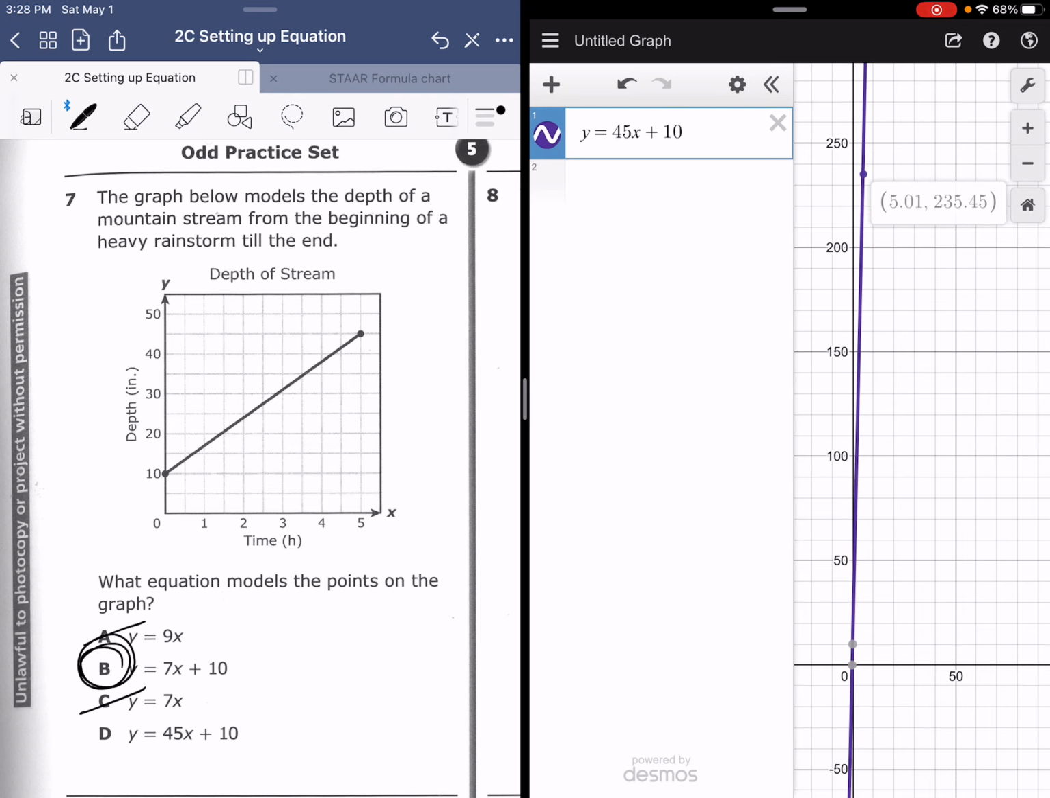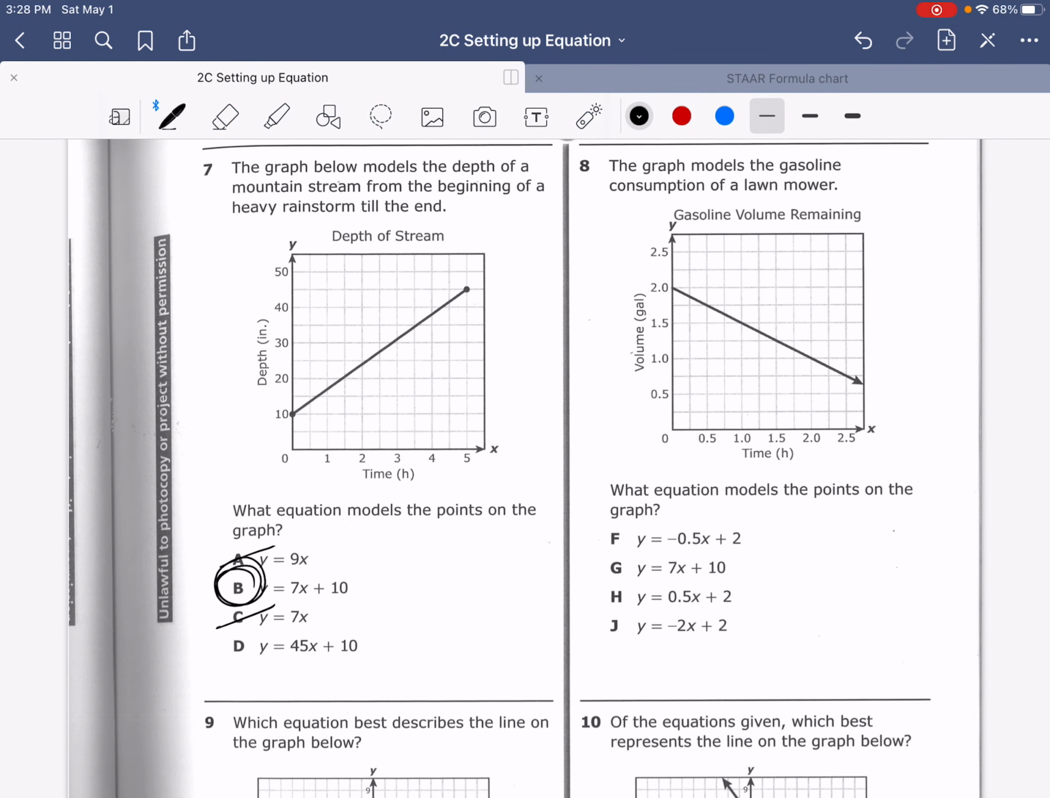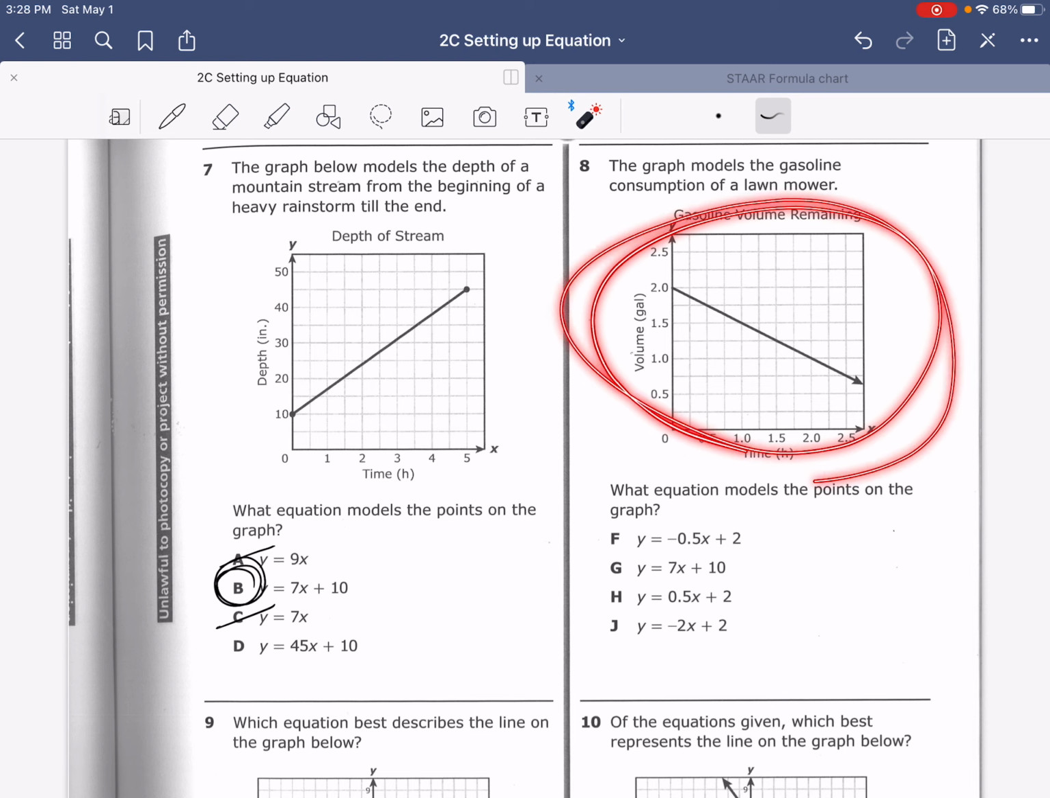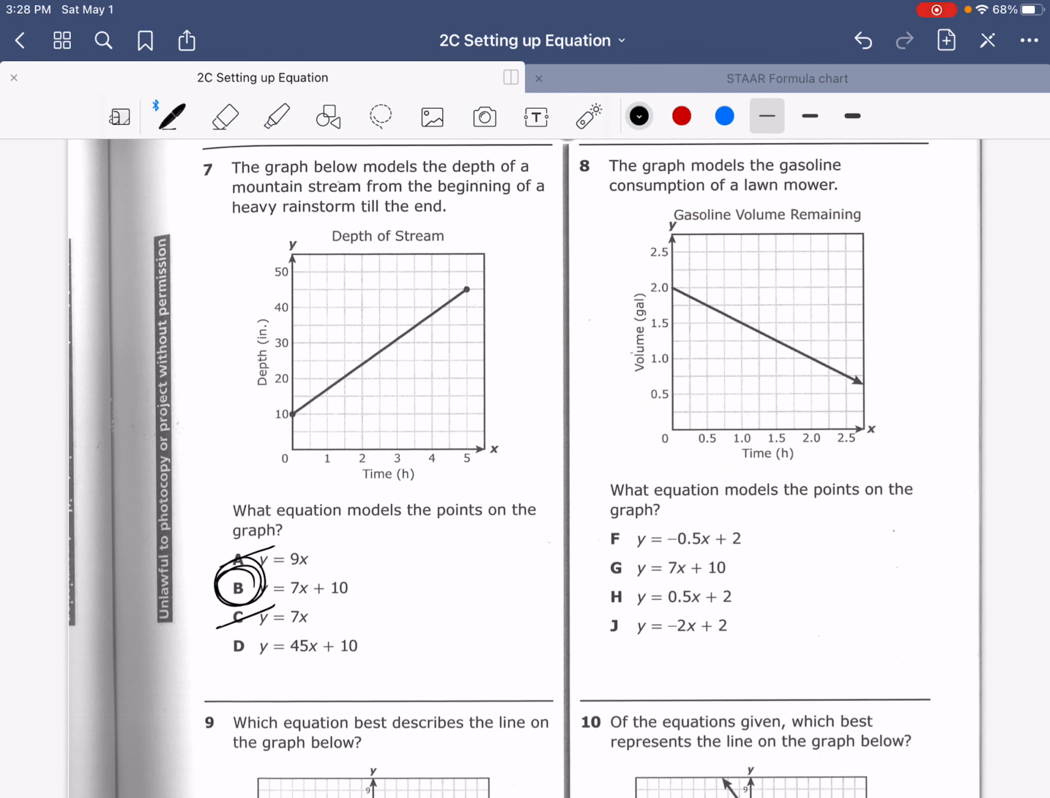Like 235. Wow, that's a lot, right? So you can find the answer like that. So try question number 8 by yourself. The hint is: is it going up or going down? This one's going down, right? So you can get rid of these two. So it's going to be either F or J, and both of them have a y-intercept of 2.